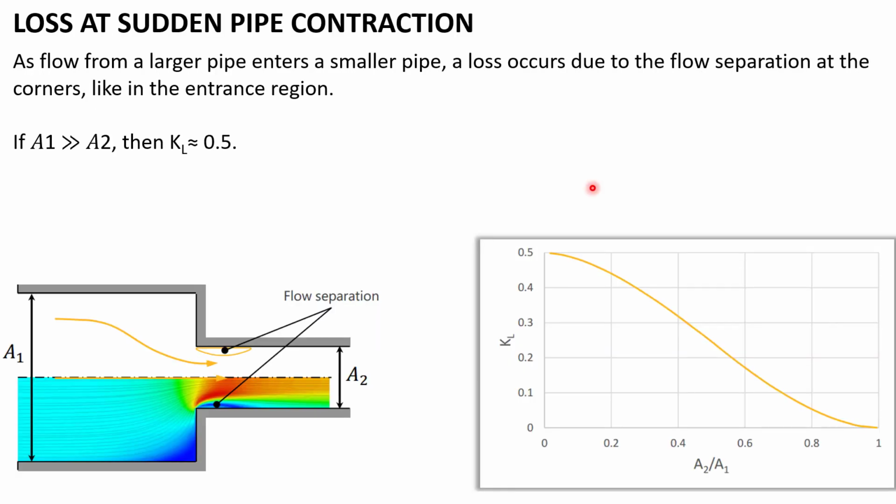The loss at the sudden pipe contraction can be determined by using this graph, where A2 is the area of cross-section for the smaller pipe and A1 is the area of cross-section for the larger pipe. When A1 is very large compared to A2, it makes the same condition as the pipe entrance from a reservoir, for which the value of KL was equal to 0.5.